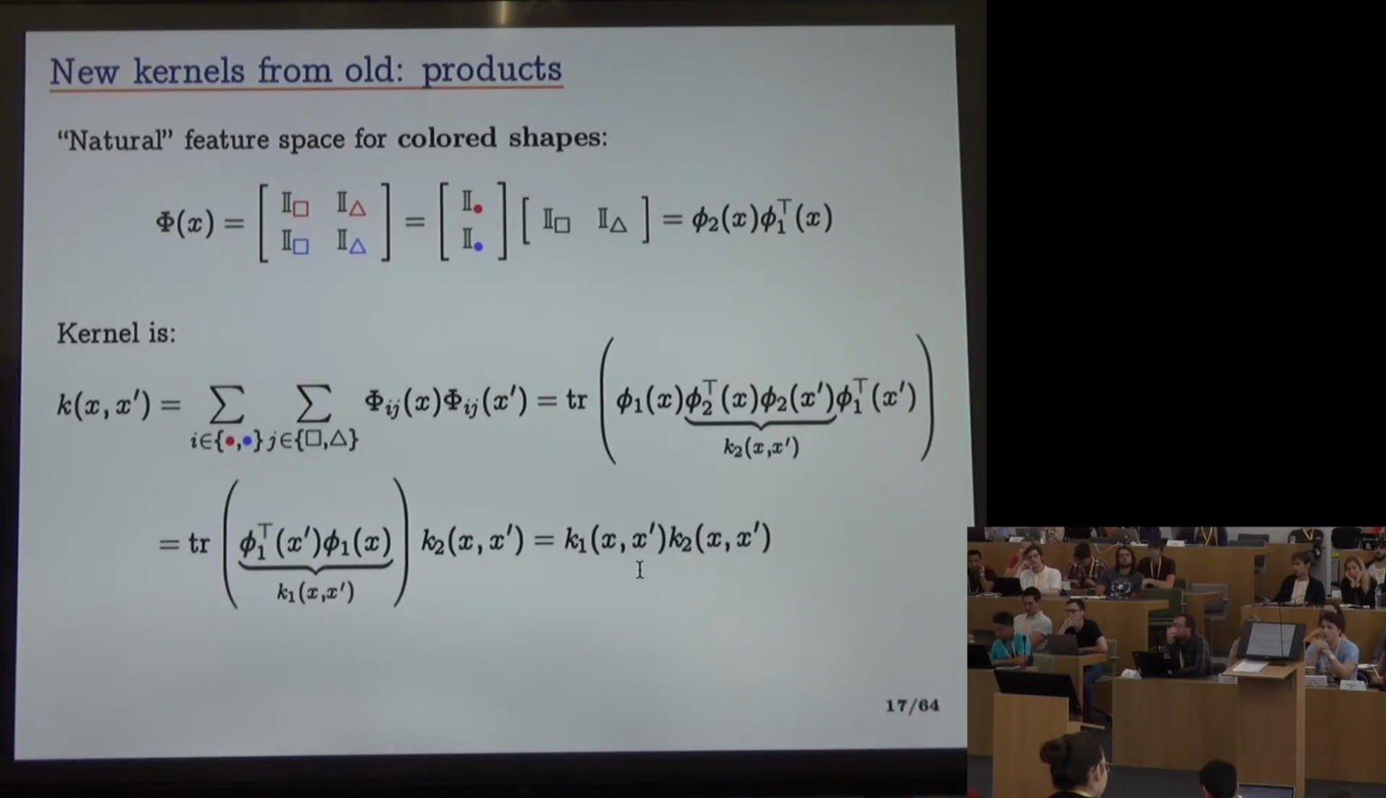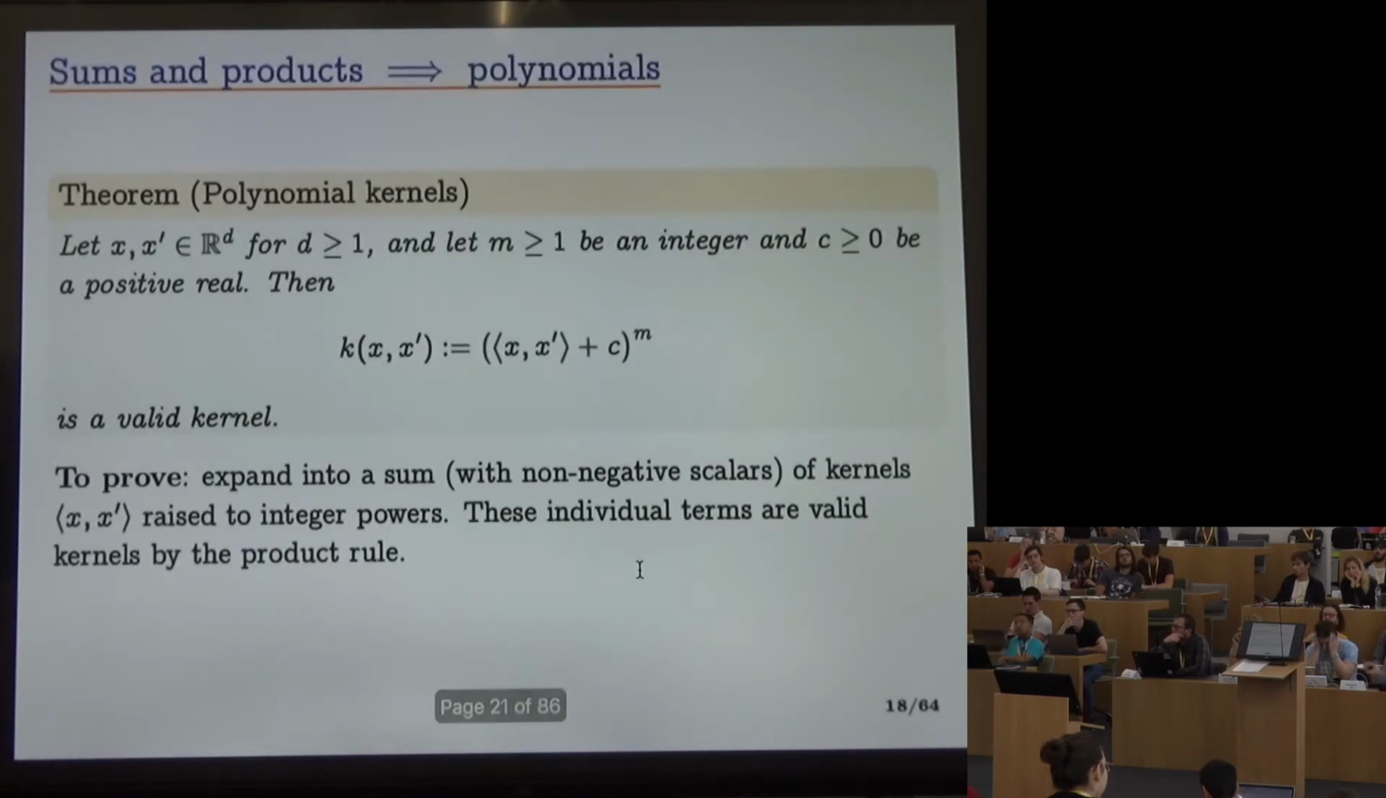Okay, so sums of kernels are kernels, products of kernels are kernels. Now, if sums of kernels are kernels and products of kernels are kernels, well, I can just make a polynomial, and that's going to be a valid kernel. So here I've just taken k of x, x prime. I've taken the standard dot product between x and x prime, which is a kernel, obviously, because it's a dot product. I've added a non-negative c, non-negative because otherwise I might get some negative norms, which are a problem. I've raised this to the power m. M is a non-negative integer. This is a valid kernel. Okay? It's a valid kernel because sums of kernels are kernels and products of kernels are kernels.